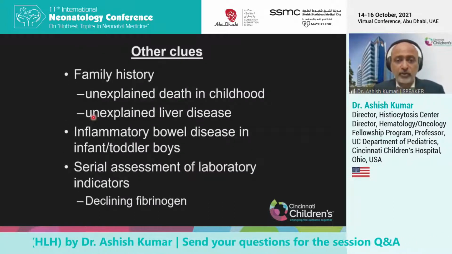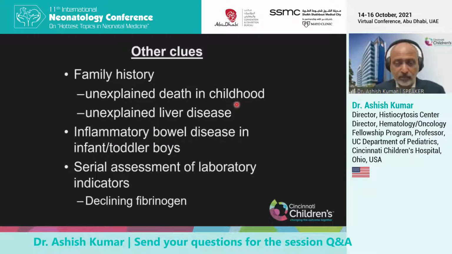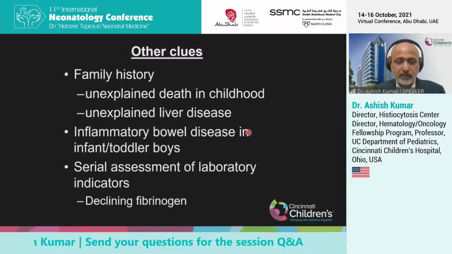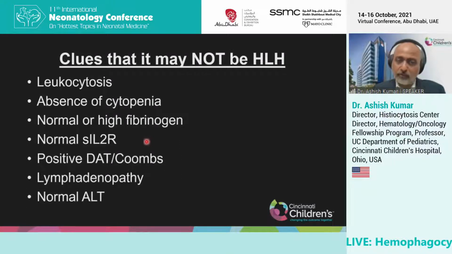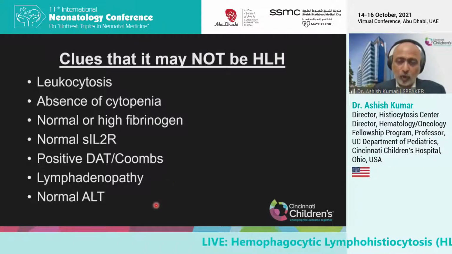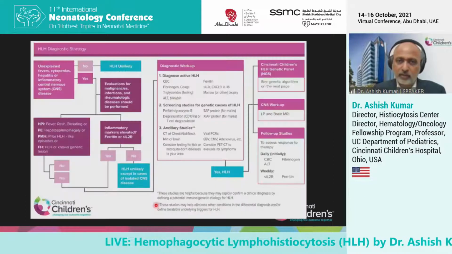If there is a family history of unexplained death in childhood, unexplained liver disease, inflammatory bowel disease in young boys can also be a sign of HLH. And clues that it may not be HLH are elevated white count, normal fibrinogen, normal soluble alpha receptor, if you have that. The presence of a positive DAT or Coombs test, lymphadenopathy, and normal liver enzymes should all make you suspect that this is not HLH.